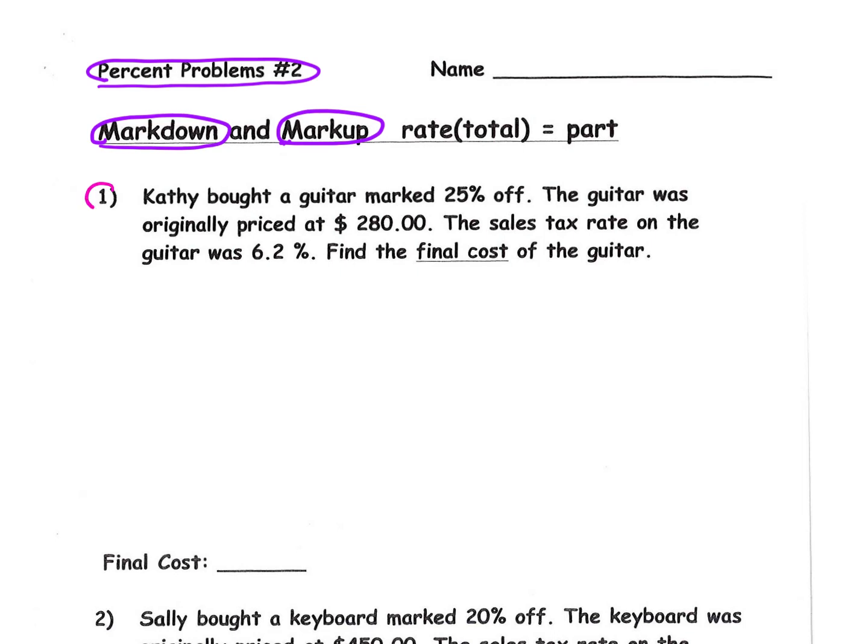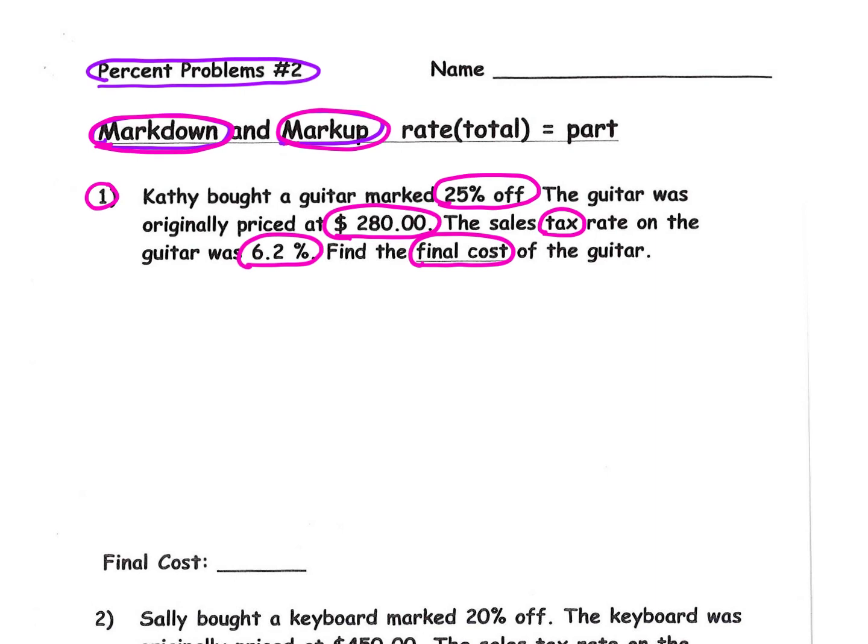number 1. Kathy bought a guitar marked 25% off, and the guitar was originally priced at $280. The sales tax rate is 6.2%. What is the final cost? Well, first, we're going to have to mark down for the discount, then mark up for the tax. Let's start with our first tape diagram.